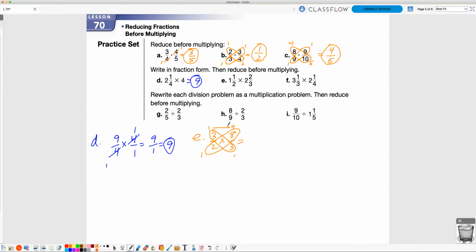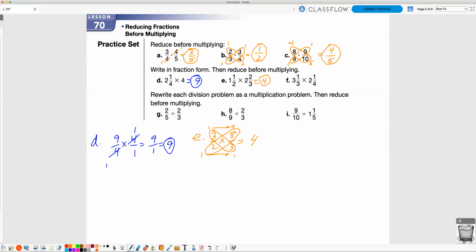1 times 4 for the numerator and 1 times 1 for the denominator. Anytime I have 1 times 1 down here, I know that whatever's in the numerator is going to be the answer. So that's going to be a whole number of 4. It could be 4 over 1, but the answer is going to be 4 as a whole.